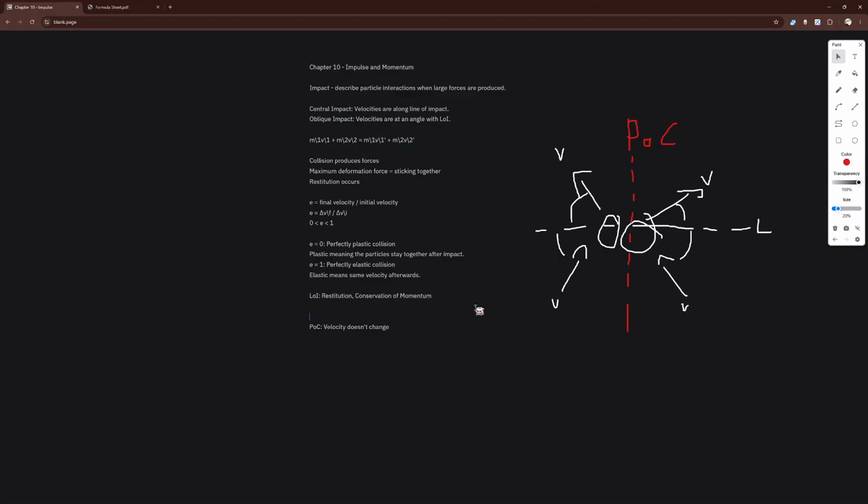So that leaves us with, in terms of questions, 3 steps to solve problems. Firstly, we identify the impact type. It's either central or oblique, and then it's either plastic or elastic. Then you identify the unknowns and the knowns.